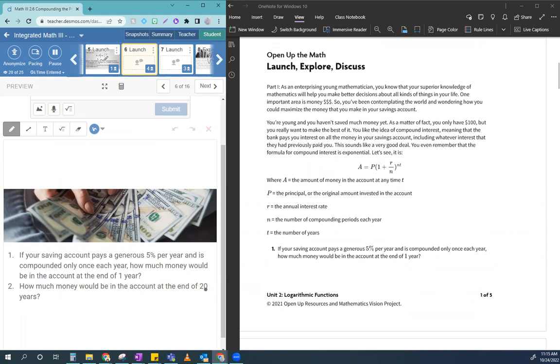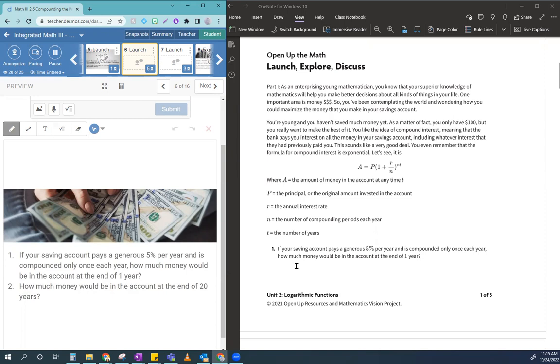All right. So pick a number and tell me what variable it should go in for. If your savings account pays you a generous 5% per year and is compounded once a year, how much money would be in the account after 1 year? So pick a number, pick a variable, and tell me which is what. 100 is P, someone says. Do you guys all agree? Is 100 P? Everyone says, yes, Ms. Johnson, you just told us that.